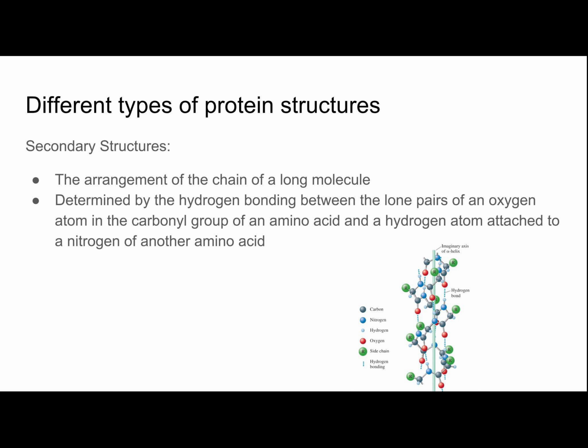The second type of structure is secondary structure. The arrangement of the chain in a long molecule is the secondary structure, and it is determined by the hydrogen bonding between the lone pairs of an oxygen atom in the carbonyl group of an amino acid and the hydrogen atom attached to a nitrogen of another amino acid. As seen by the diagram, you can see how each one of them is bonded around the molecule. This diagram is what the secondary structure is about.